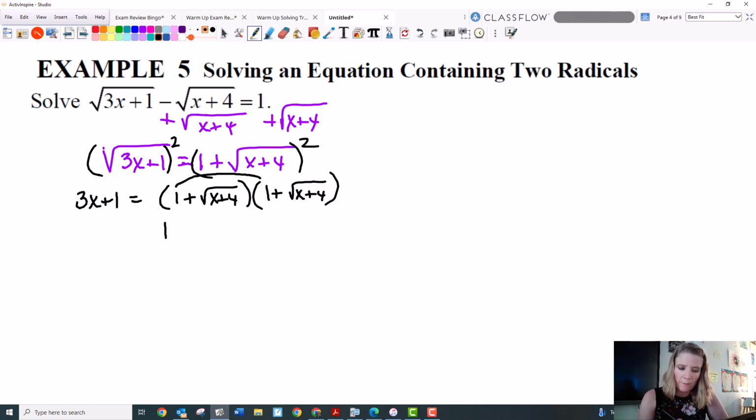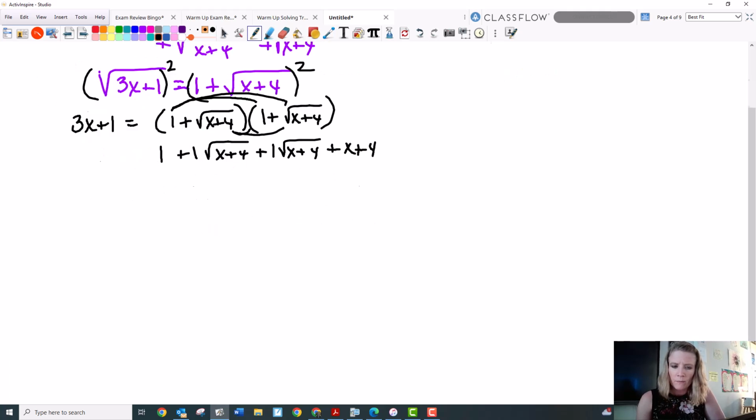First, 1 times 1 is 1. Outer, 1 times the square root is 1 square root. Inner, square root times 1 is 1 square root. Last, square root times the square root is just x plus 4. And then I have 3x plus 1 equals.